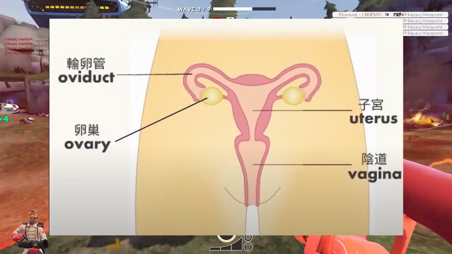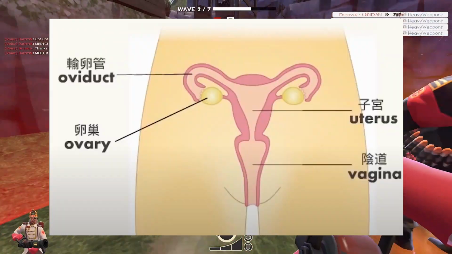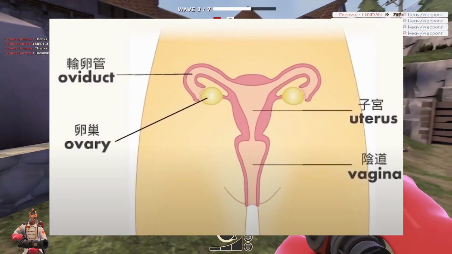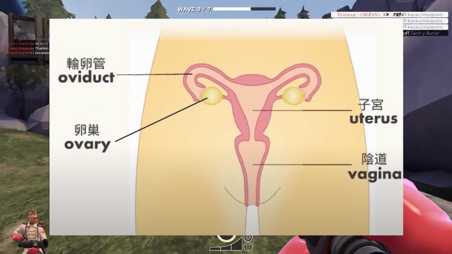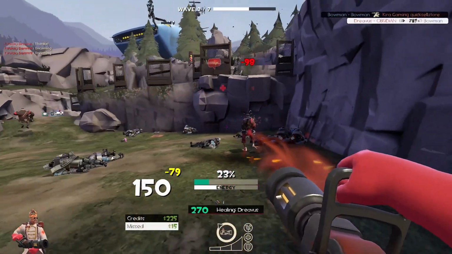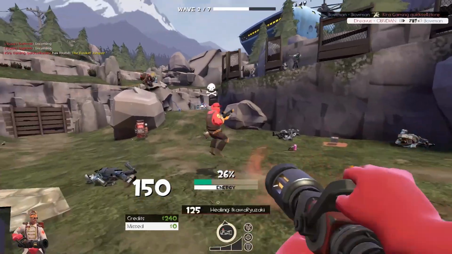Then, the ovum is moved through the oviduct to the uterus. The uterus then opens up to the vagina. With all that in place, let's introduce human reproduction.